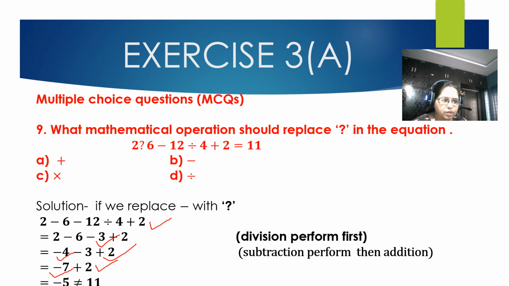Subtract 2 from 7, 7 minus 2 is 5, and take the sign of the bigger number. Here the bigger number is 7 and its sign is minus. So we get minus 7 plus 2 is minus 5, and minus 5 is not equal to 11. That is not equal to the right hand side.